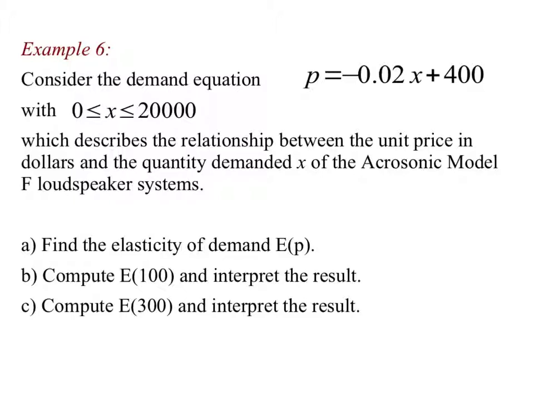And this equation describes the relationship between the unit price in dollars and the quantity demanded of the Arcosonic Model F loudspeaker system. We've moved into loudspeakers now. We're not dealing with widgets anymore. Our job in this example is to find the elasticity of demand, E of p, to compute the elasticity for a price of $100, and compute the elasticity for a price of $300, and then interpret the results. And that's what we're going to do.